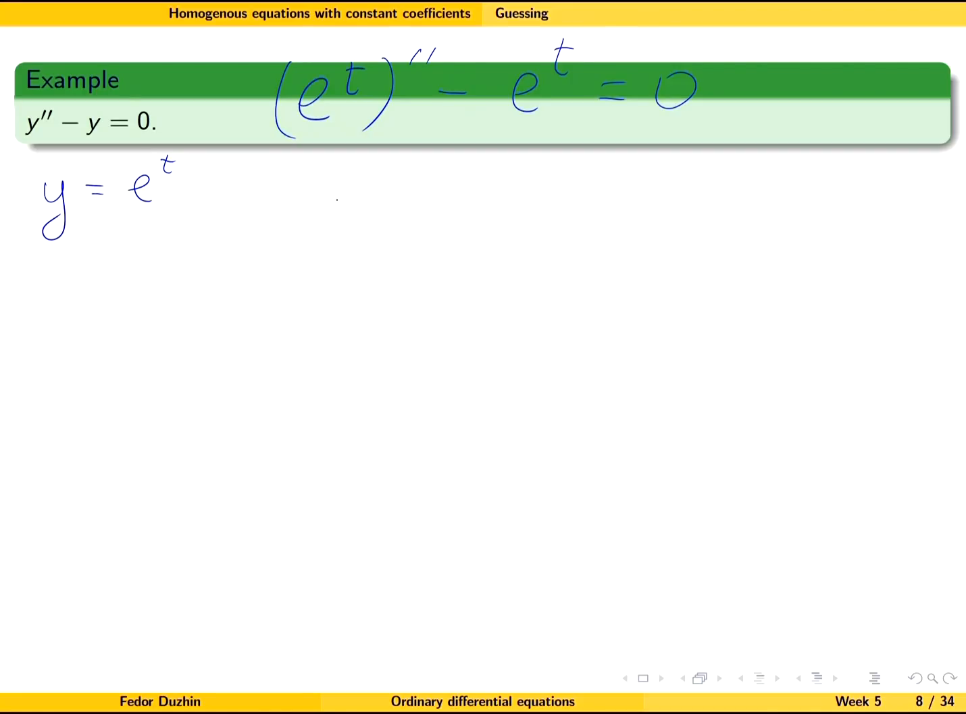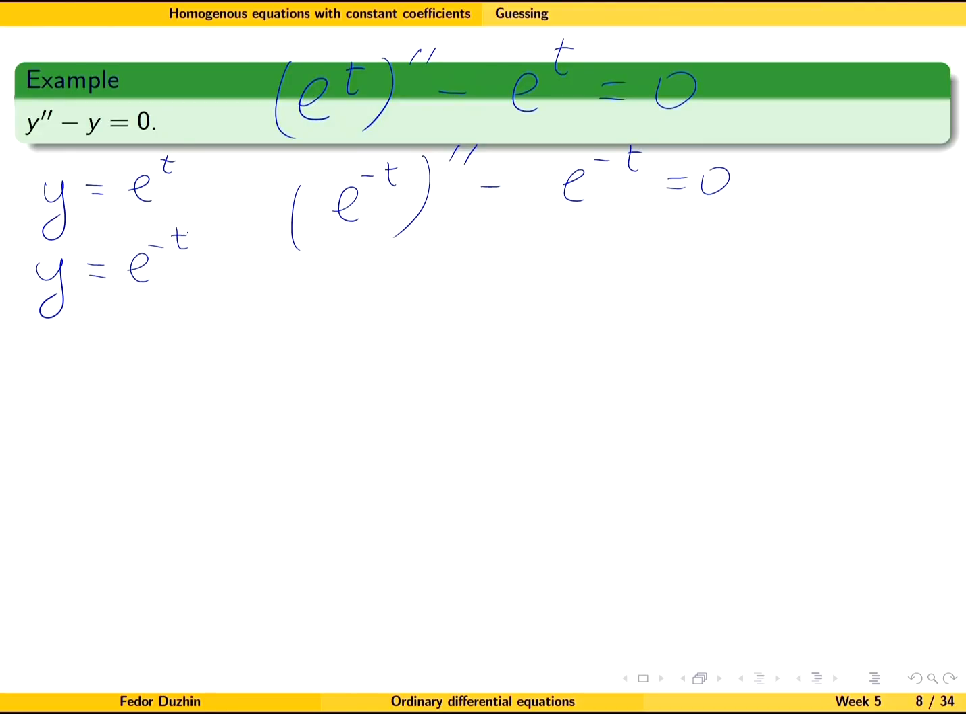Well, let's see. If we have e to the minus t, its derivative is going to be minus e to the minus t. But then its second derivative, when we differentiate a second time, we get minus minus e to the minus t, which is plus e to the minus t. So it worked again. So the other solution is e to the minus t.